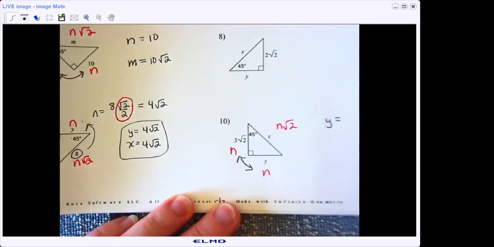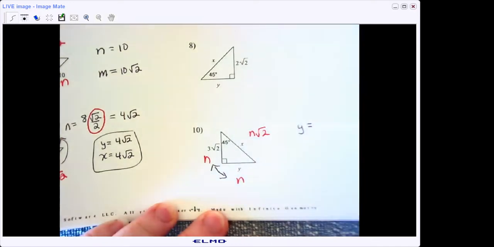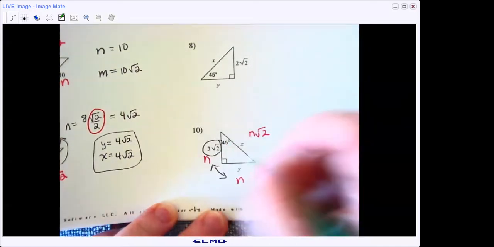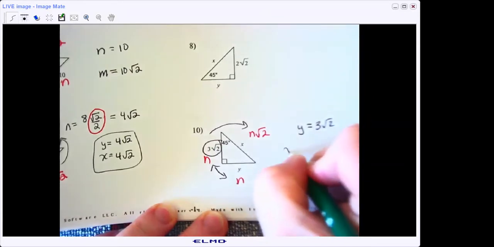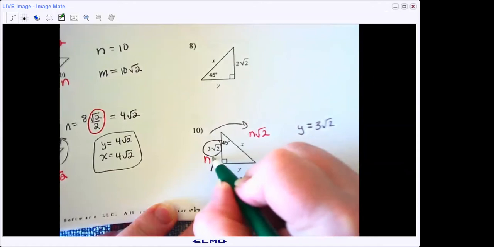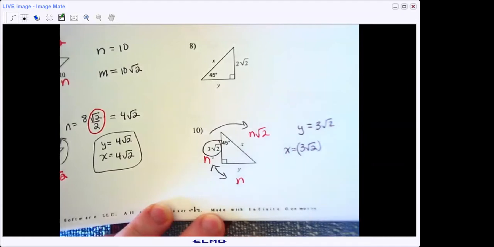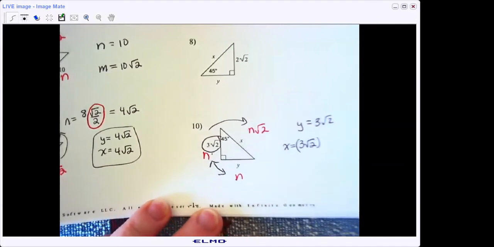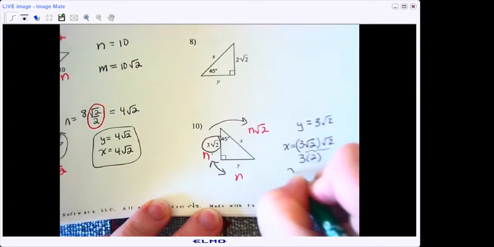What's y? 3 square root of 2. Yep. Whole thing is y. That's my n. So 3 root 2. That's the same. And over here, I can plug in for x. I'm going to plug in my n value, which in this case is 3 root 2. And what do I put next to it? A root 2. Okay, and then I'm going to simplify. So root 2 times root 2 is what? 2. Good. So x equals 6.